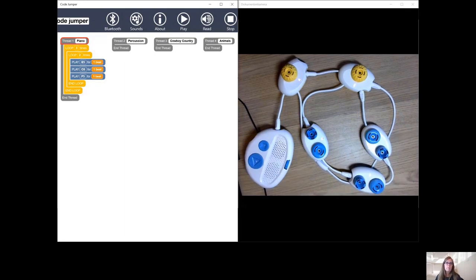Thread 1 piano. Loop 3 times. Loop 2 times. Play E5 for 1 beat. Play C6 for 1 beat. Play F5 for 1 beat. End loop. End loop. End thread. All right, so that is our program. So let's play it and see how many sounds we should hear.